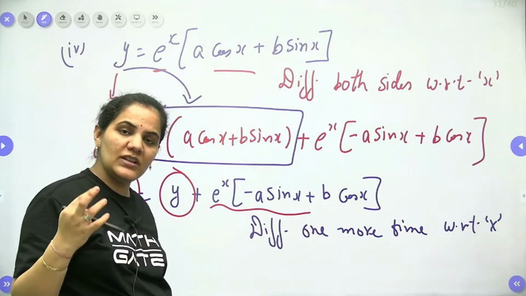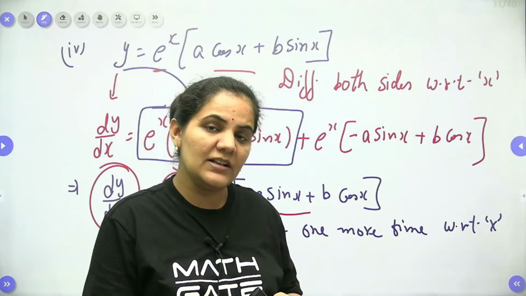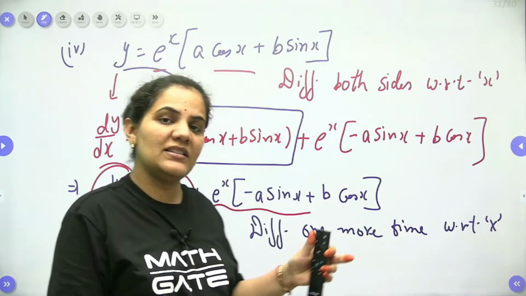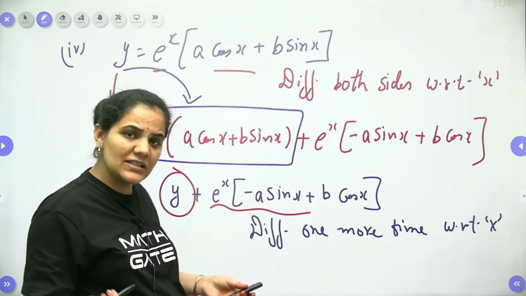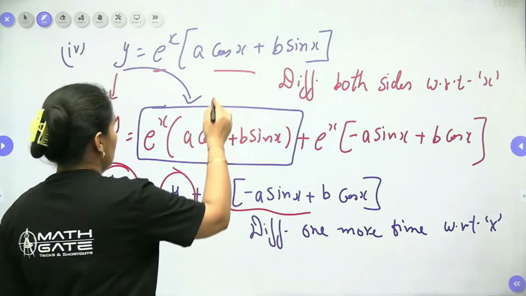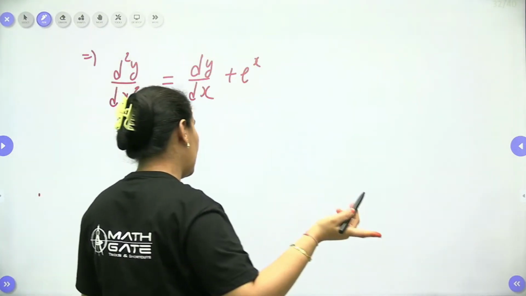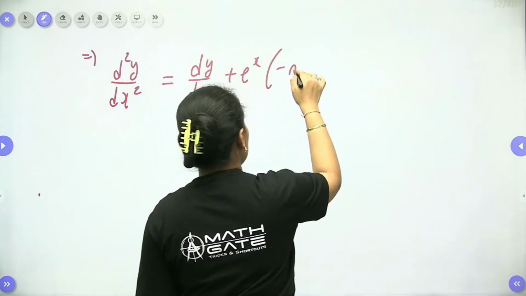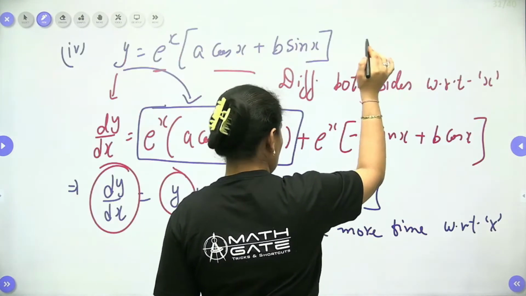Plus, now what about this one? Again we have to approach with the u into v method. First of all we will differentiate e power x, then take the remaining thing as a constant, then we will differentiate this thing and take e power x as a constant. So it will become e power x, as the differentiation of e power x is e power x only, minus a sin x, plus b cos x.